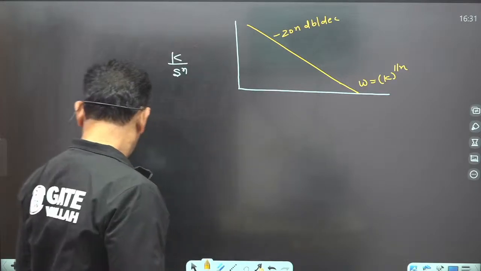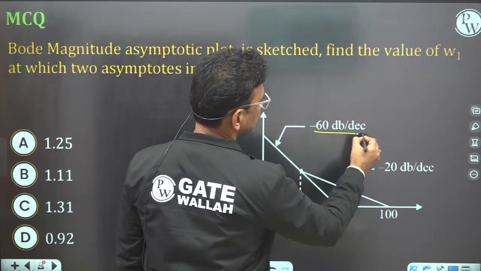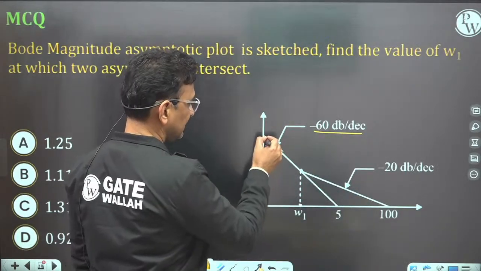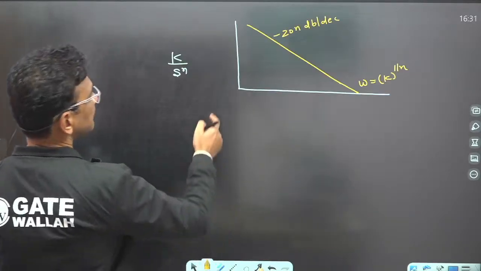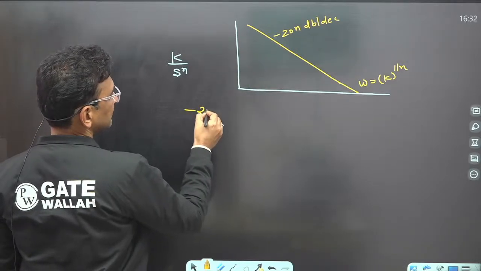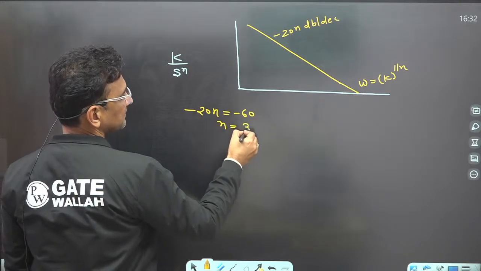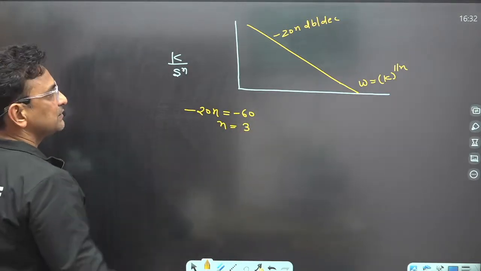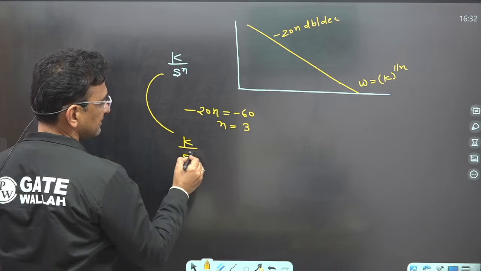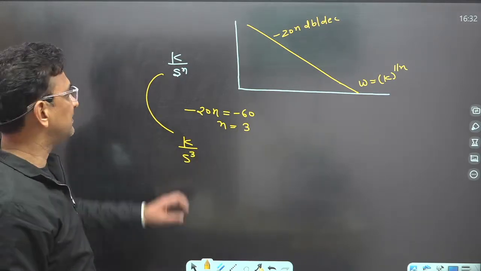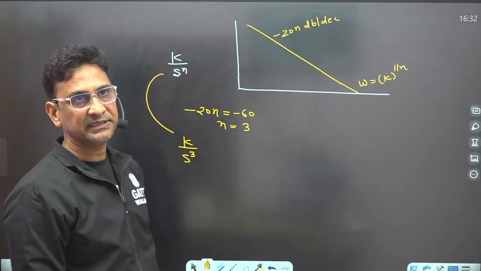Clear? So see, the slope of the first line, this yellow line, is -60 decibel per decade. If I compare this slope with -20n, -60, that means n is equal to 3. So this will be the Bode plot of the factor k upon s raised to the power 3.